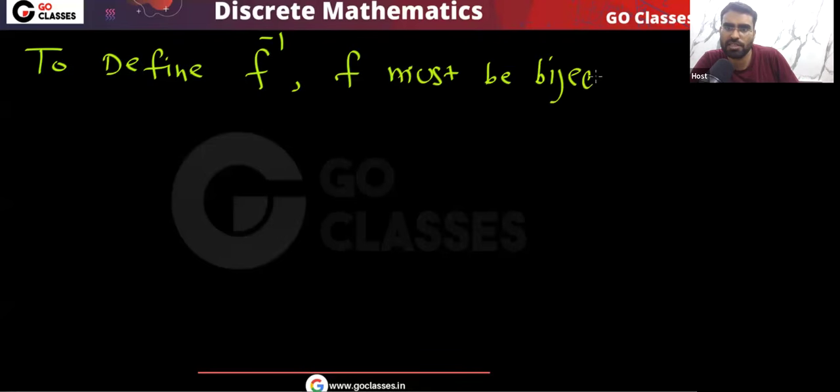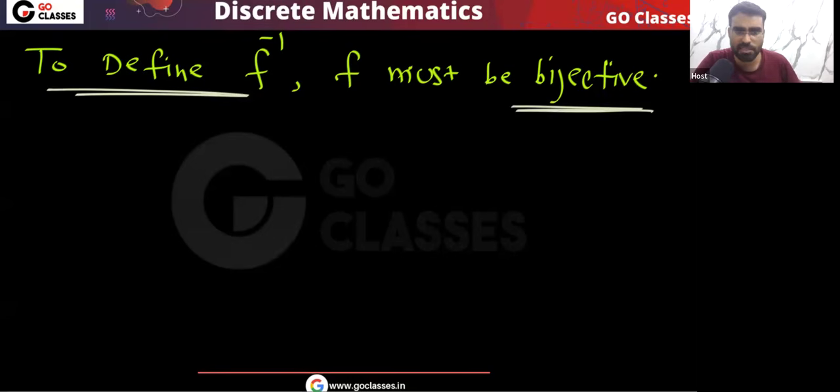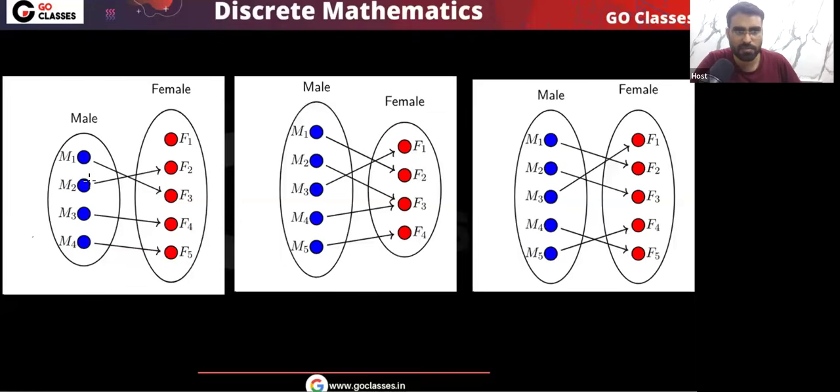What is the reason? If you want to define f inverse, then f must be bijective. The reason is very simple. Look at this. Is this bijective? Just look at this and tell me. This is not bijective, right? Okay, this is not bijective. Now tell me, in the reverse direction, is this even a function?